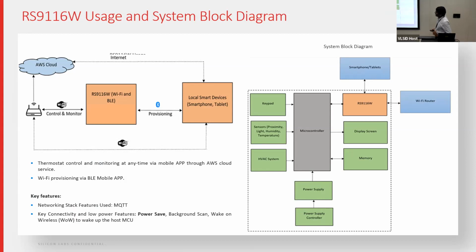These thermostats can be controlled and monitored at any time via a mobile app and through the AWS IoT cloud. The provisioning will happen with the BLE protocol. Here are the key network features: MQTT, and the power save mechanism is the key to making this battery powered device last longer.